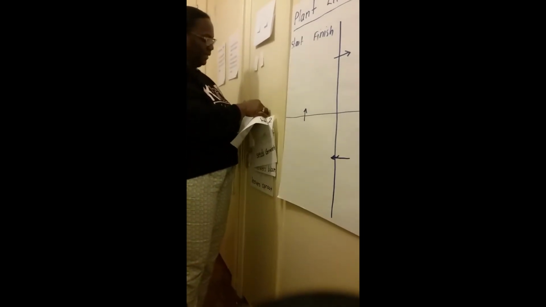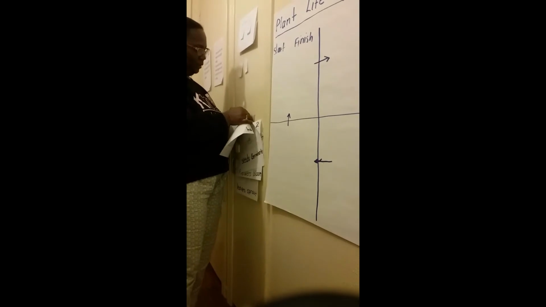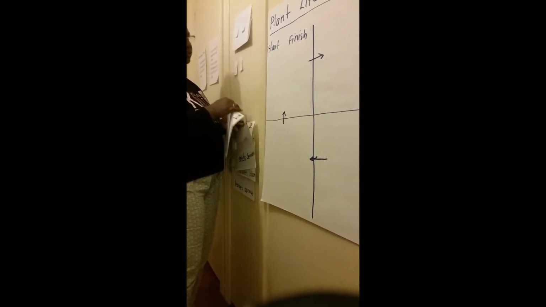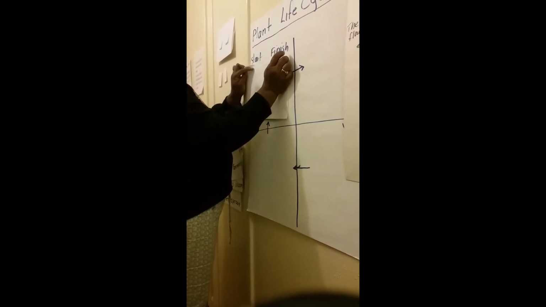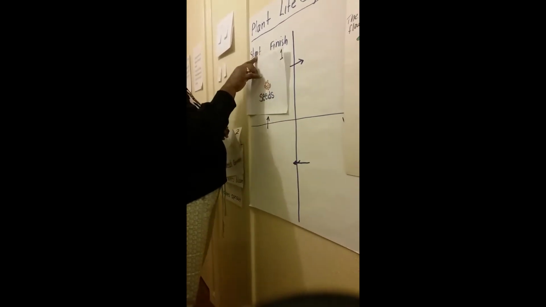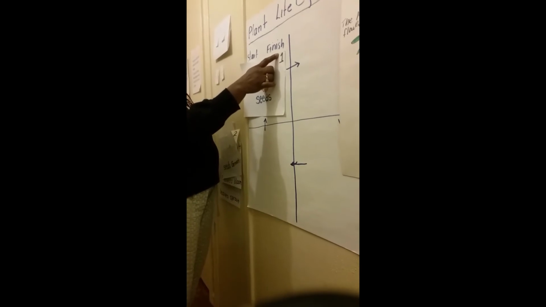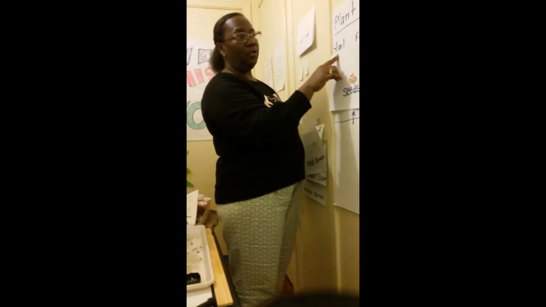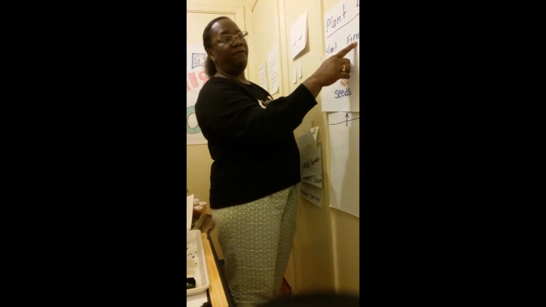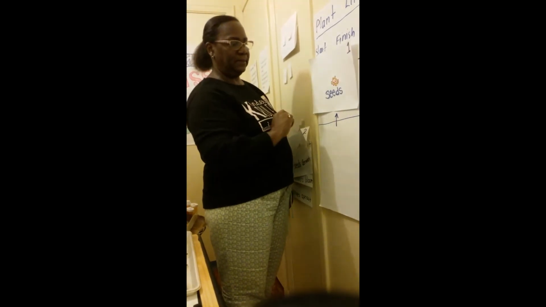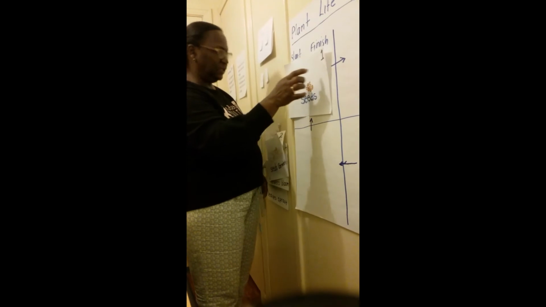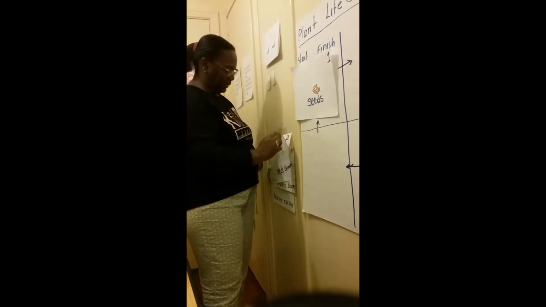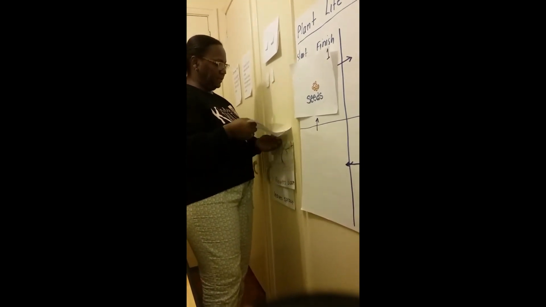The first thing that happens in the life cycle of a plant is that you start with a seed. Notice I have the word start and I have the word finish here. Because with the life cycle, you are going to start and finish in the same place. We're going to start with seeds and we're going to finish with seeds. So we start with the seeds.